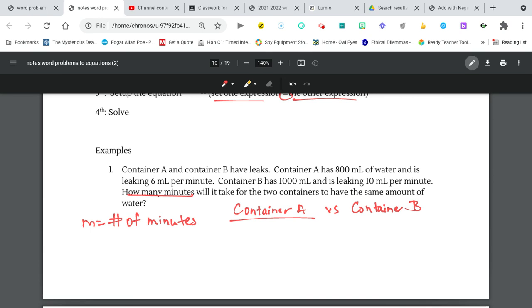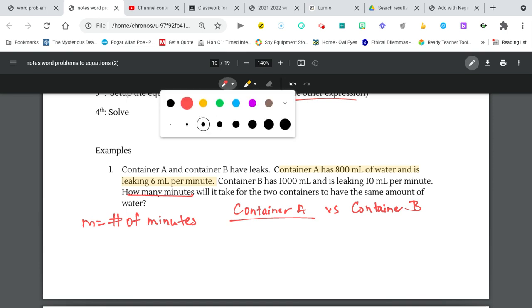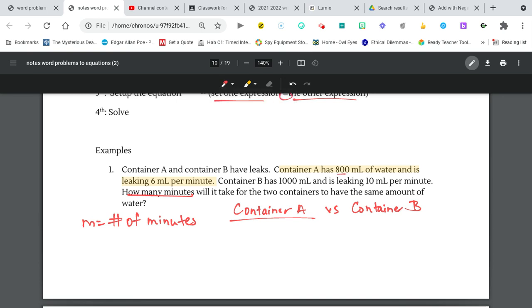So let's go up here and look. And it says that container A has 800 milliliters of water and is leaking at 6 milliliters per minute. Now, I know this looks a lot like what we had the other day. And it is. It's pretty much the same thing. But I'm going to show you the key difference. So when you take my test, you'll know when to combine like terms and when to set them equal to each other, okay? All right, so you got 800 milliliters of water and it's leaking at 6 milliliters per minute. Okay, there's that per minute. So I already know 6 and M are going together. Okay, and I know that if it starts off at 800 and it's leaking, then I'm taking away water at a rate of 6 milliliters per minute.